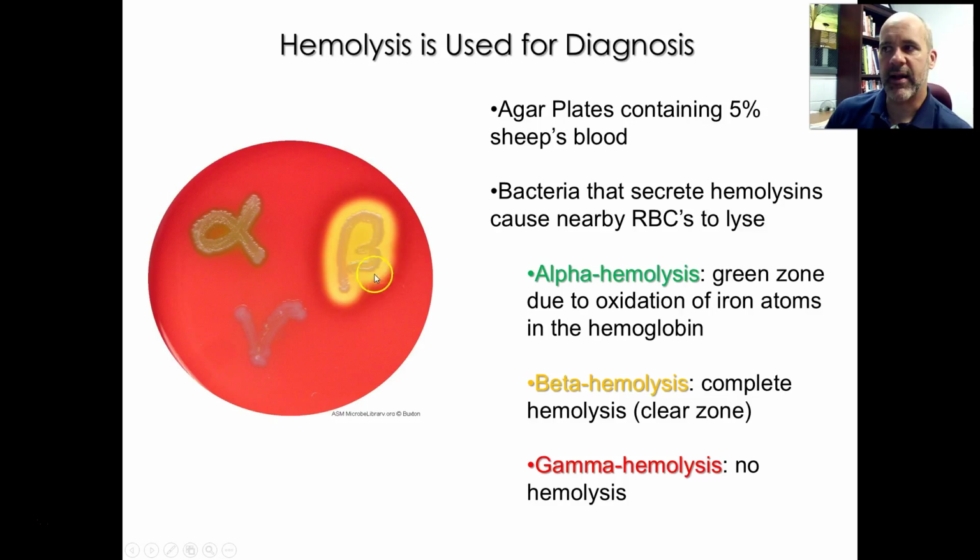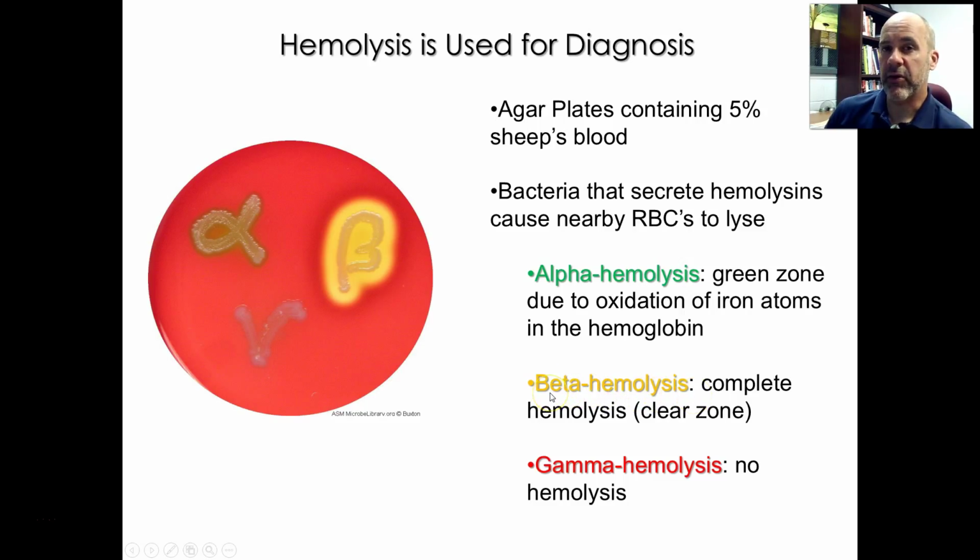And it turns out that that clear zone, like you see right here, is because those bacteria are secreting hemolysins that cause red blood cells to burst. And so you'll see a clear area surrounding those bacteria. So if that happens, that's called beta hemolysis on the plate.